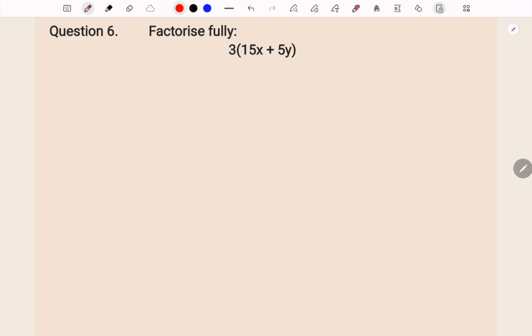Now let's solve the sixth question. Here we need to factorize this given expression. Okay, so this is quite similar to the previous one because one may think that it is already factorized, but it is not. Let me show you how. First, find out the HCF of 15x and 5y. Clearly the HCF of 15 and 5 is 5, and since there are no common variables, we can drop any variable from the answer. So the HCF is simply 5.